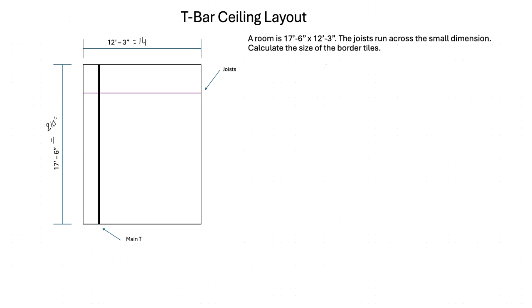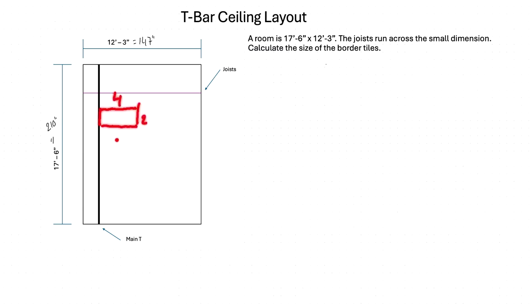Now, another good thing to note is that our T-bar ceiling pieces are usually 2 by 2 feet or 2 by 4 feet, and almost always, unless they specifically tell you otherwise, we have the 2 foot dimension along the main T, and they're going to look like this, right? 2 feet here and 4 feet across.